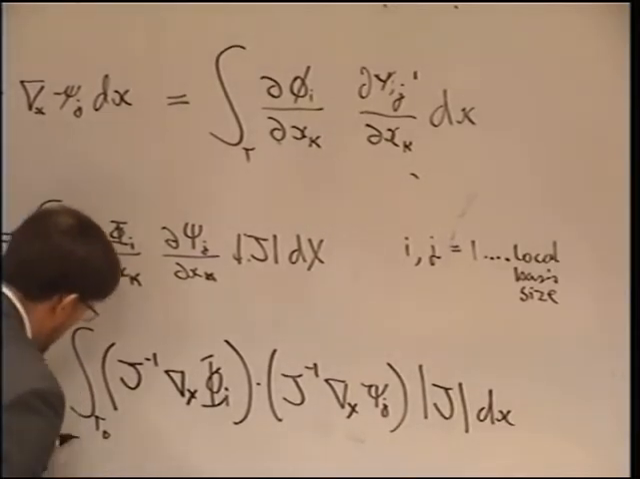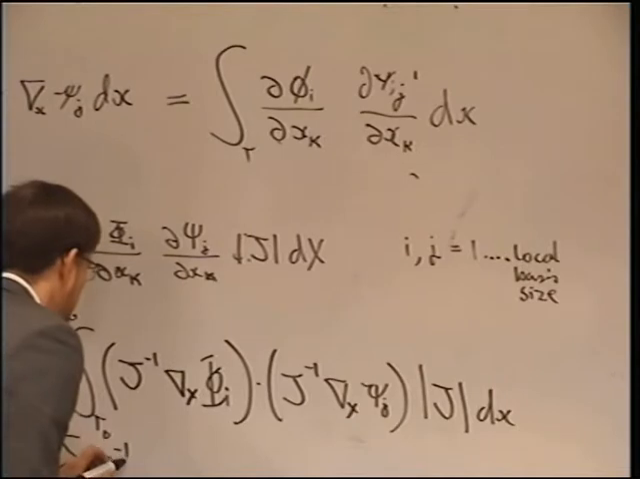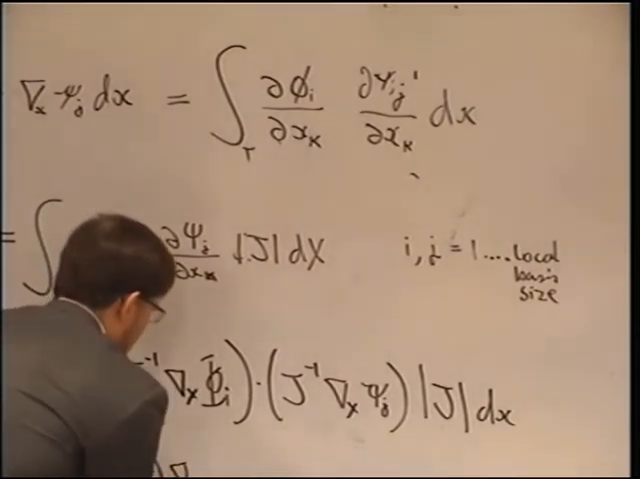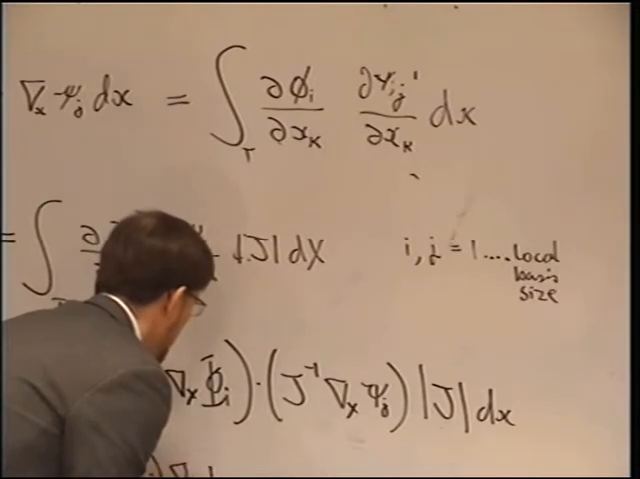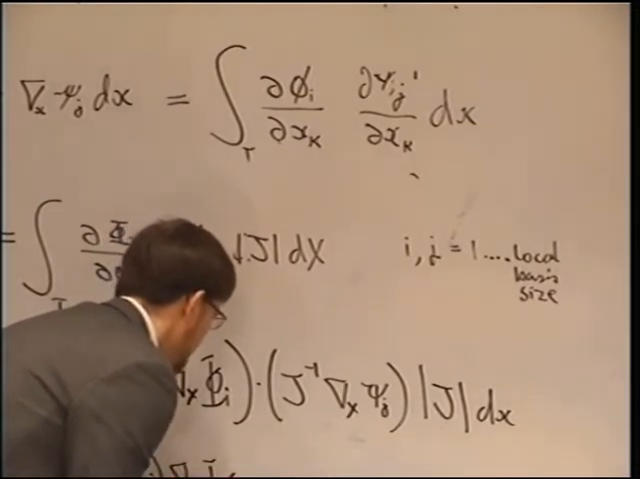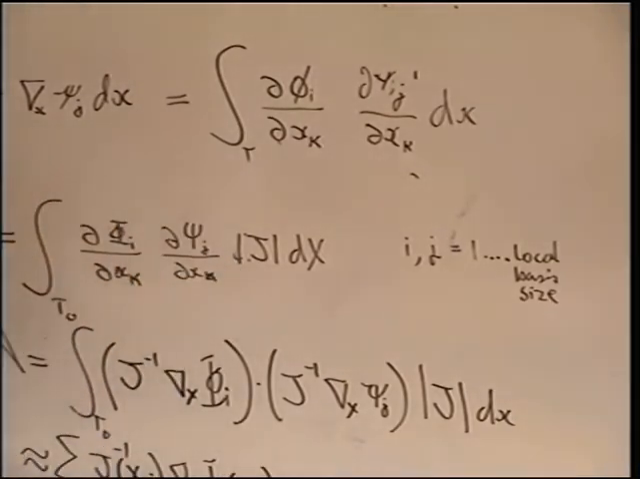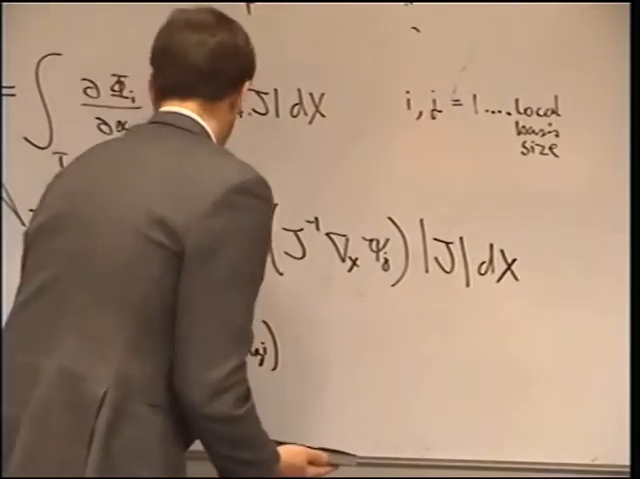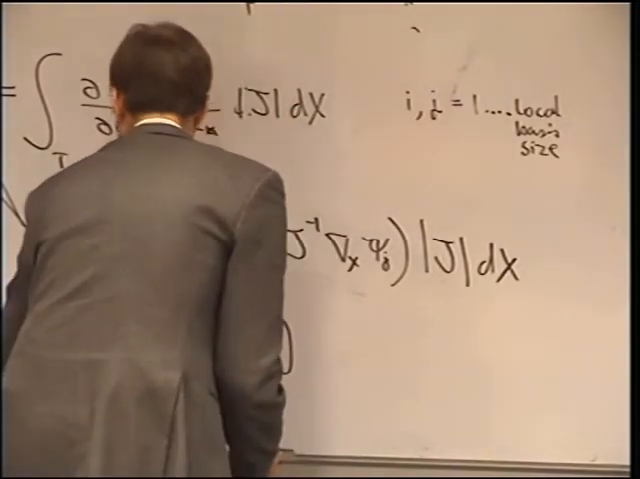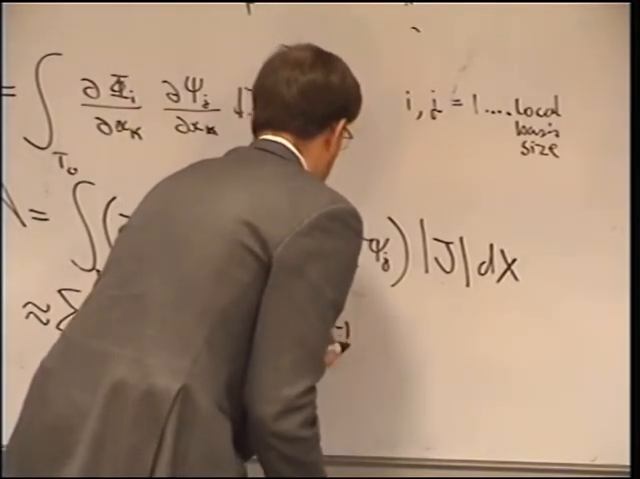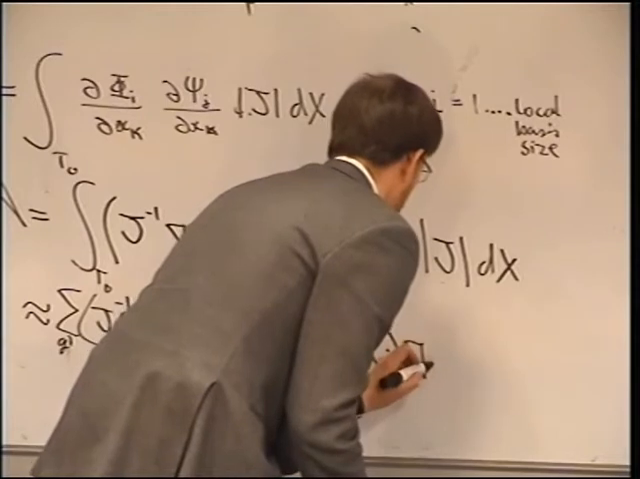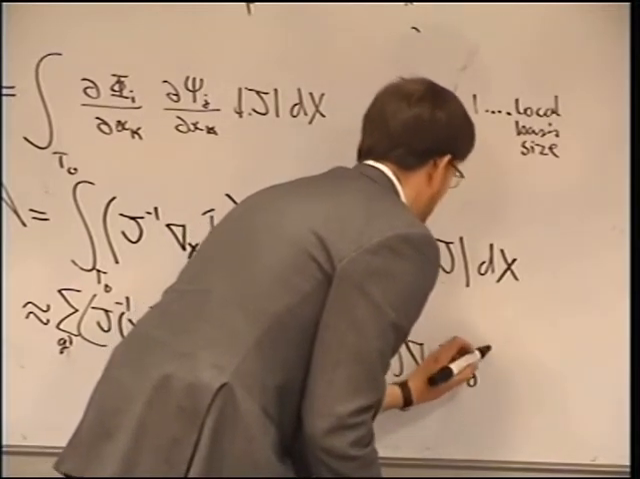by the sum over all the quadrature points of J inverse evaluated at the quadrature point, grad X, phi I evaluated at the quadrature point, dot J inverse evaluated at the quadrature point again, grad X psi J evaluated at the quadrature point.